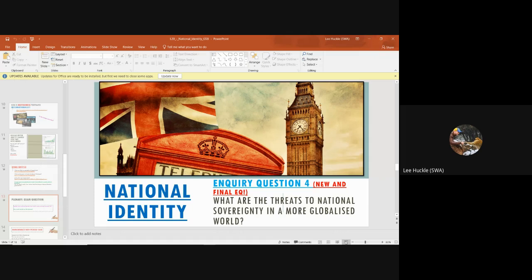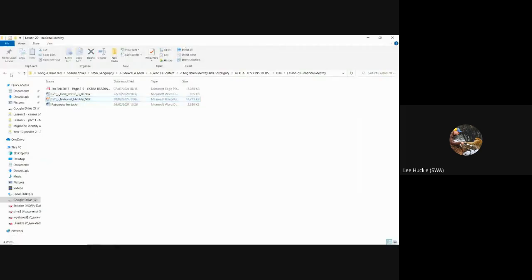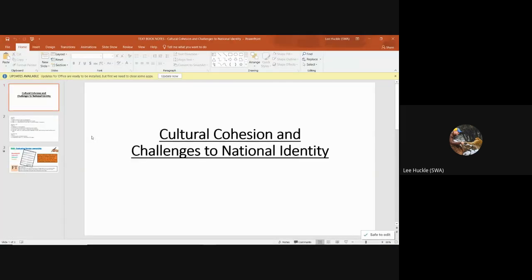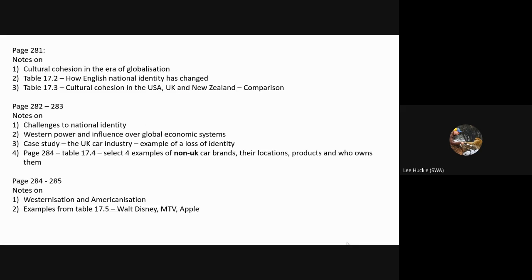So that was the first part of EQ4, particularly focusing on identity. That then led into a lesson on identity challenges. Now, let's get the right lesson here, which is this one here. And this was one of those lessons where you had to gather information, focusing on cultural cohesion and challenges to national identity. And here were the different areas that you needed to make some detailed notes on, which we then discussed the lesson after. So looking at cultural cohesion in the era of globalization, how English national identity has changed, and then looking at cultural cohesion and a comparison between the USA, the United Kingdom, and New Zealand.